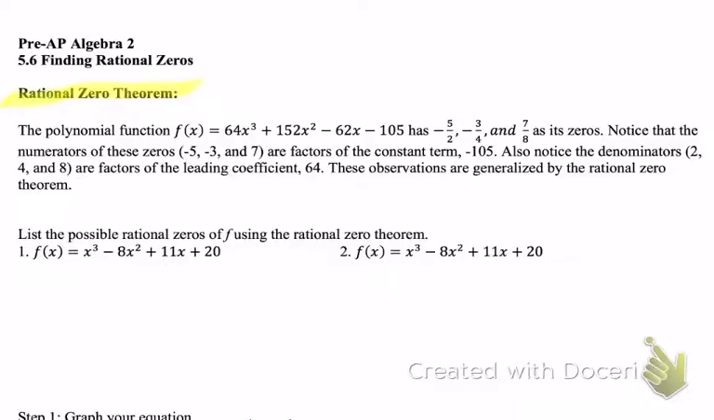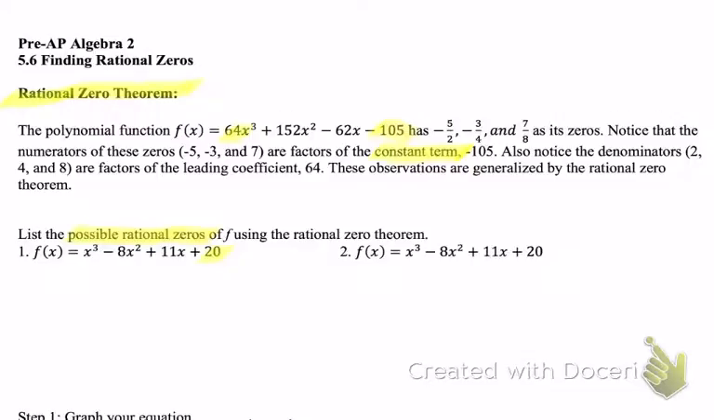So anytime that it says list out the possible rational zeros, you are listing out all of the factors of the constant term, which in number 1 would be your 20. It's always your last term. In the example, it's negative 105. And then you are dividing that by all of the factors of your first term. So in this case, 64. In number 1, it would be 1.